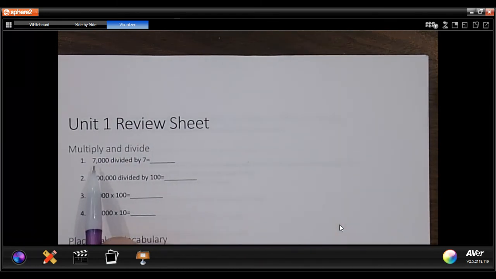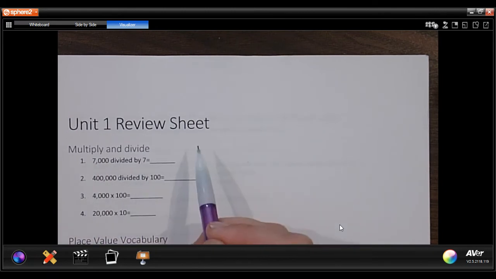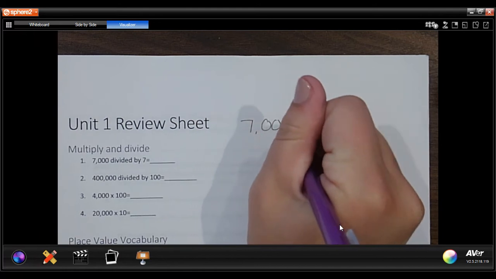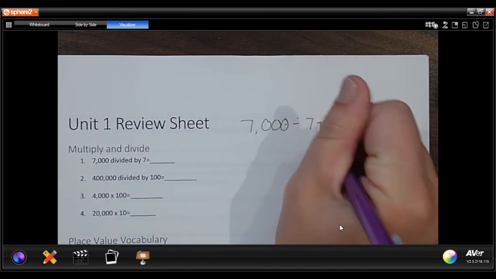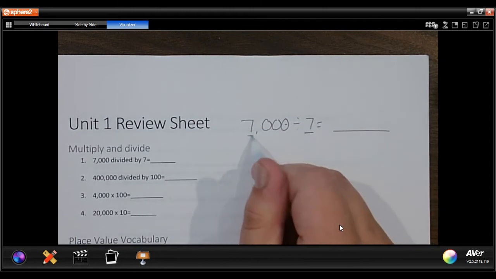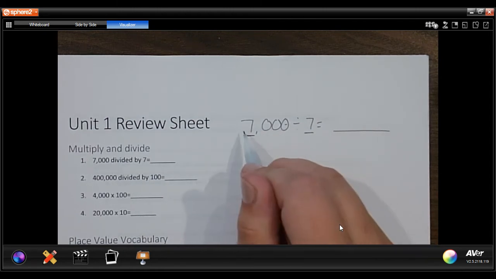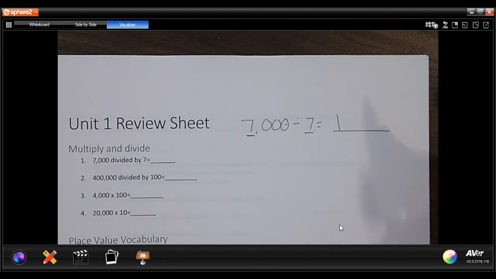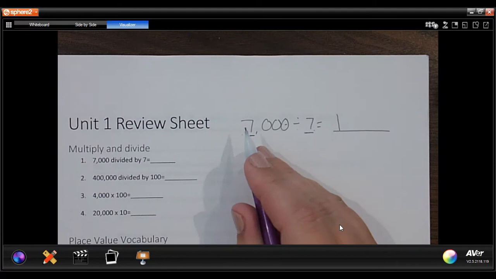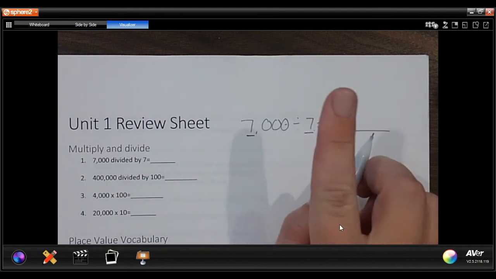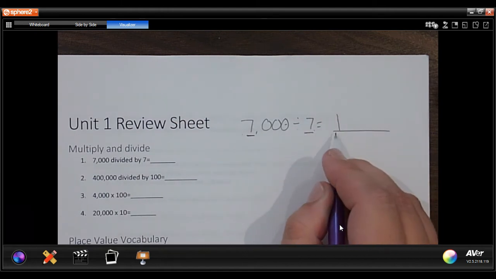The first one says 7,000 divided by 7. I'm going to write that over here. I'm going to underline the digits that are not 0. 7 and 7. 7 divided by 7 is 1. Another way to think about this, if you get confused, if you have 7 cookies and you want to give them out to your 7 friends, each friend will get 1 cookie. So that's why our answer is 1.